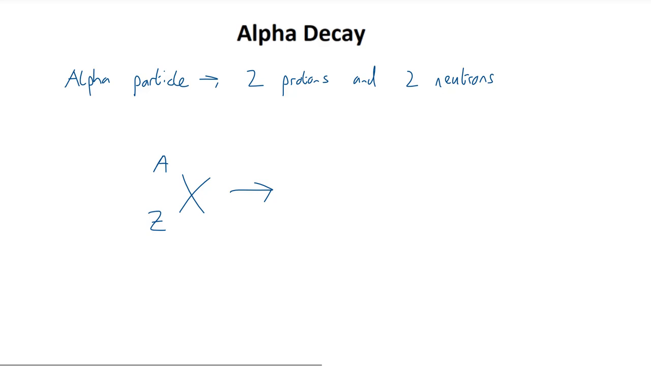Remembering that the mass number is equal to the number of protons plus the number of neutrons, the mass number will decrease by 4. By 4 because 2 neutrons and 2 protons have been released.